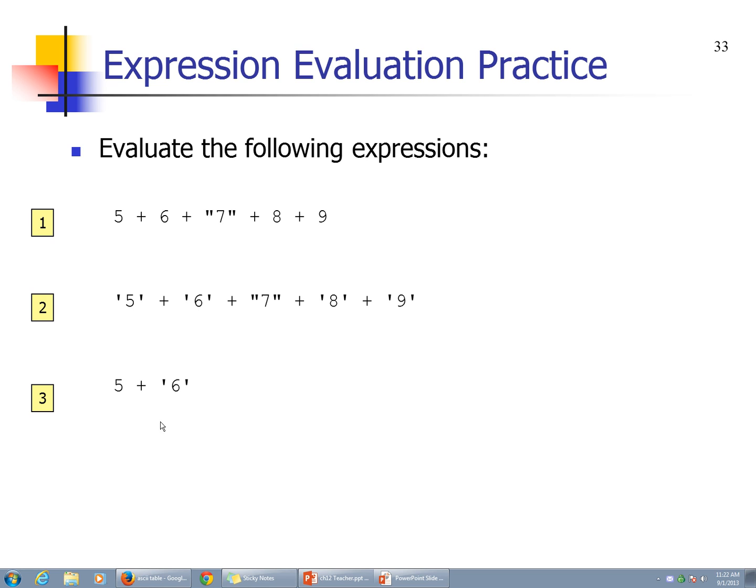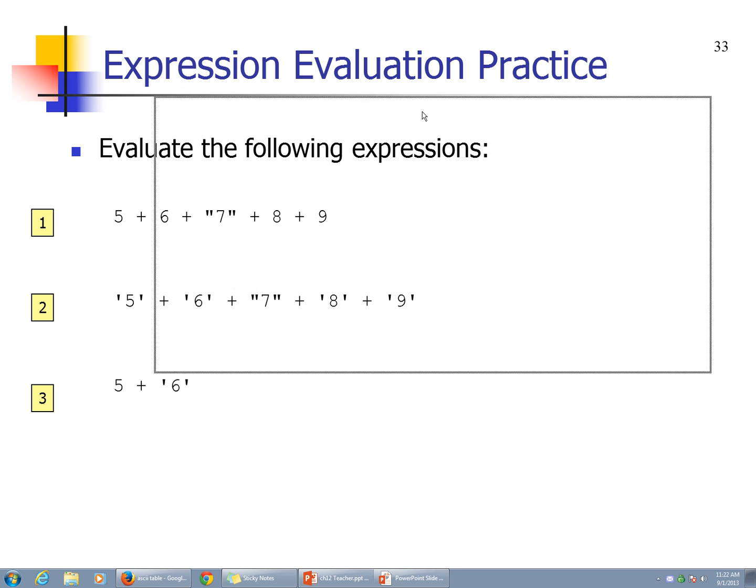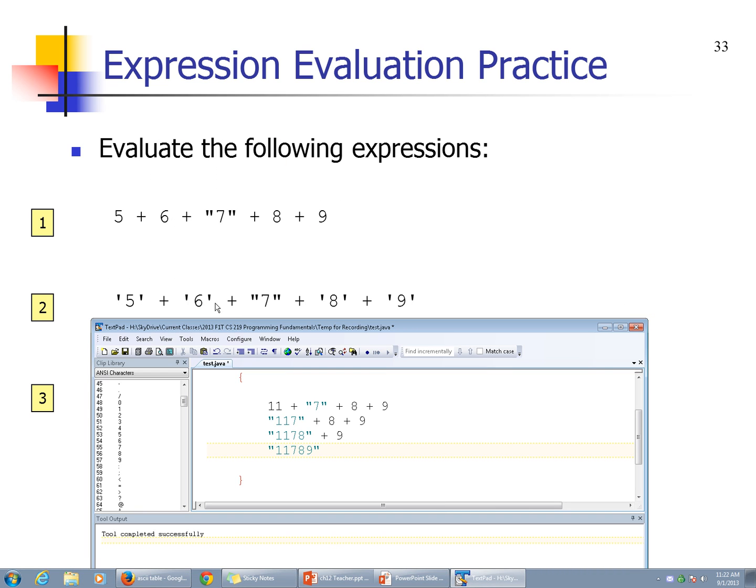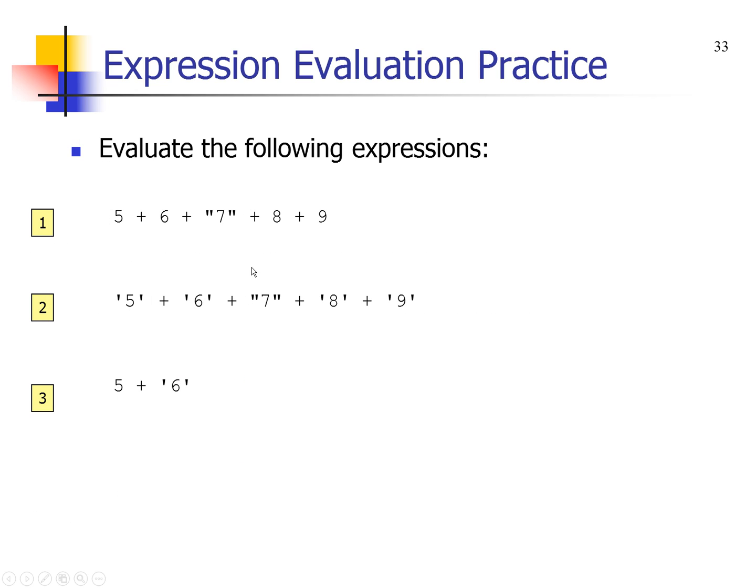Okay, this bottom one, 5 plus 6. Actually, let's put my thing back up here so you can see it. That would be 5 plus the character 6. The character 6 is 54. So it would be 5 plus 54, which is 59. This other one, you use the character 5 plus the character 6 plus the string 7. So this would be converted to a number, and this would be converted to a number. They would add together. Then you would convert it to a string, so on and so forth. But we're not going to walk through that one.